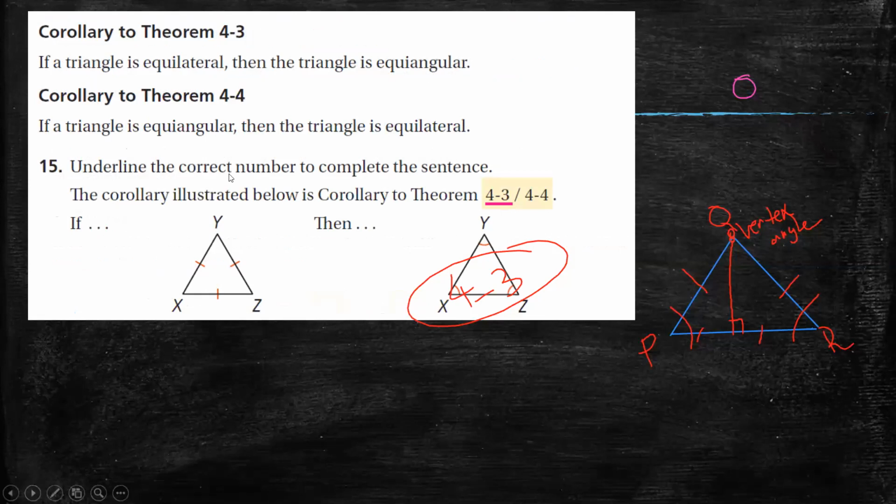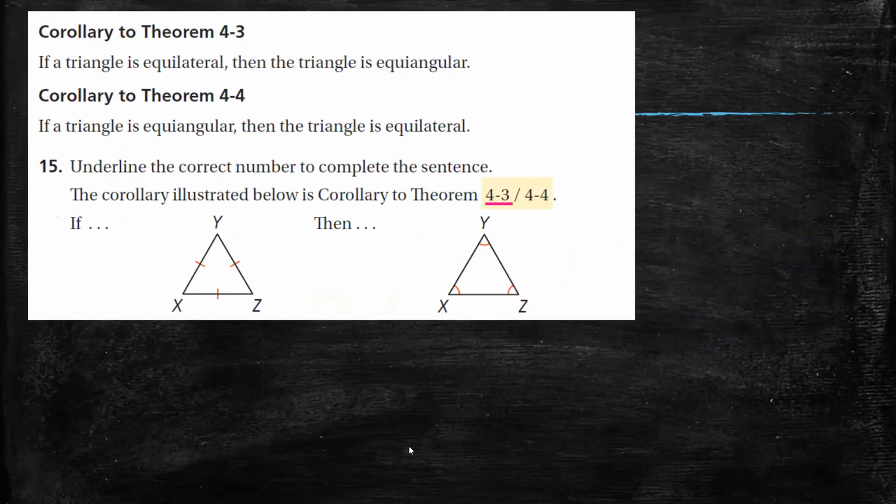Now, the corollary to theorem 4-3. We said that the corollary is a result of the theorem. What does it mean? That means if a triangle is equilateral, then the triangle will be equiangular. What does it mean? I told you that an equilateral triangle means all the sides are equal.